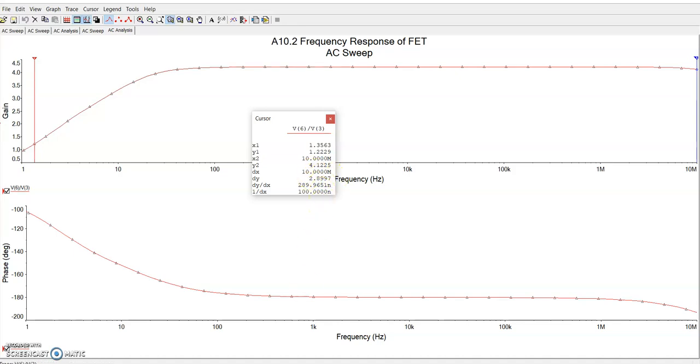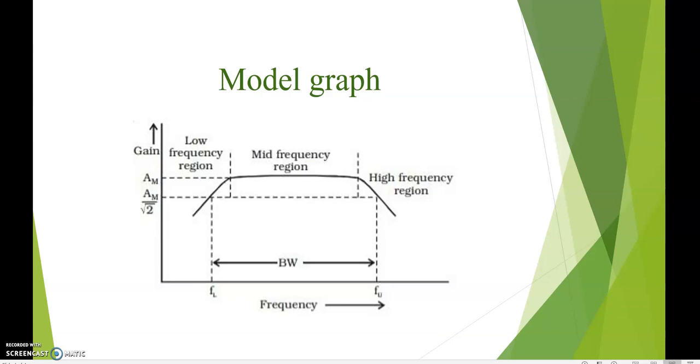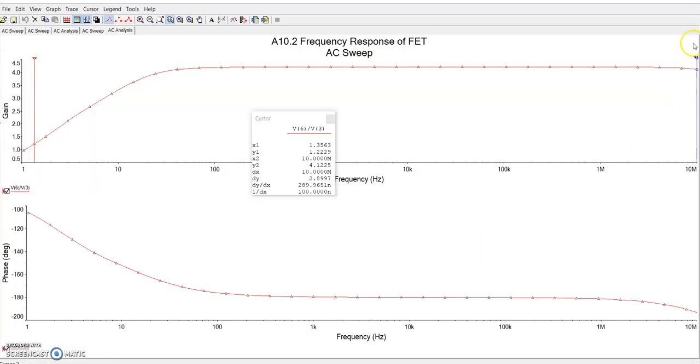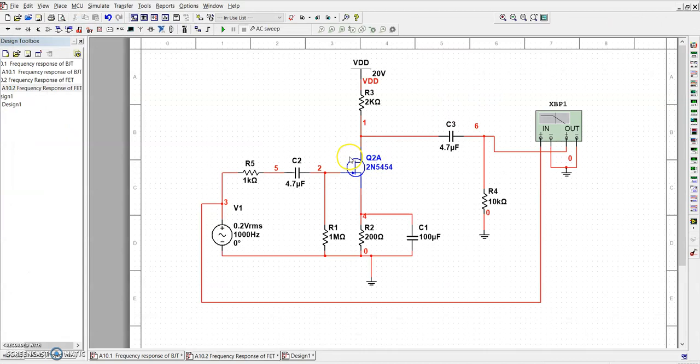This is how you should calculate the bandwidth of FET or BJT amplifiers.